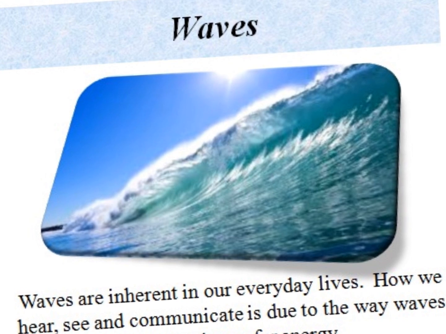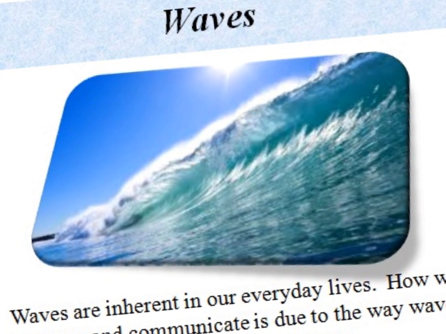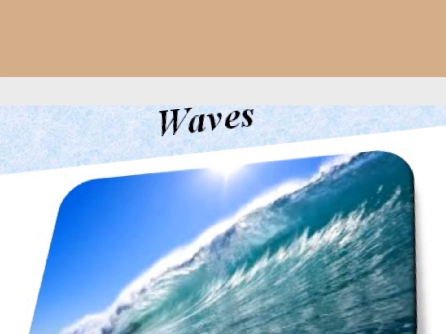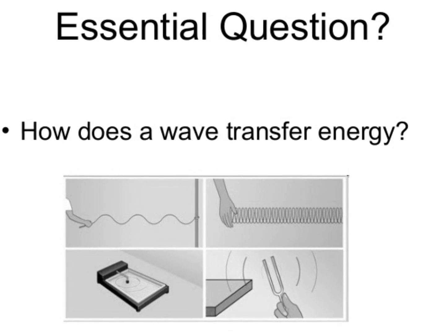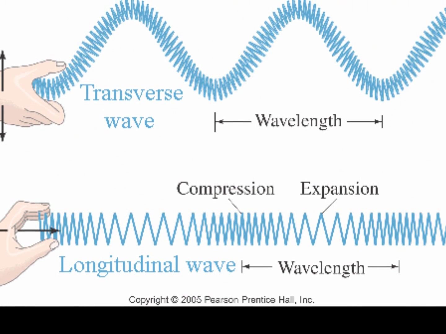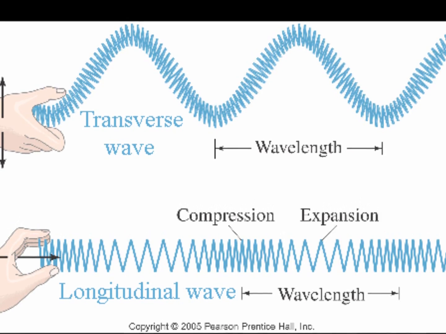How do we hear? How can we see? Or how do we communicate? All these are due to the way through which waves travel and transfer energy. Two categories of waves are the transverse wave and longitudinal wave.